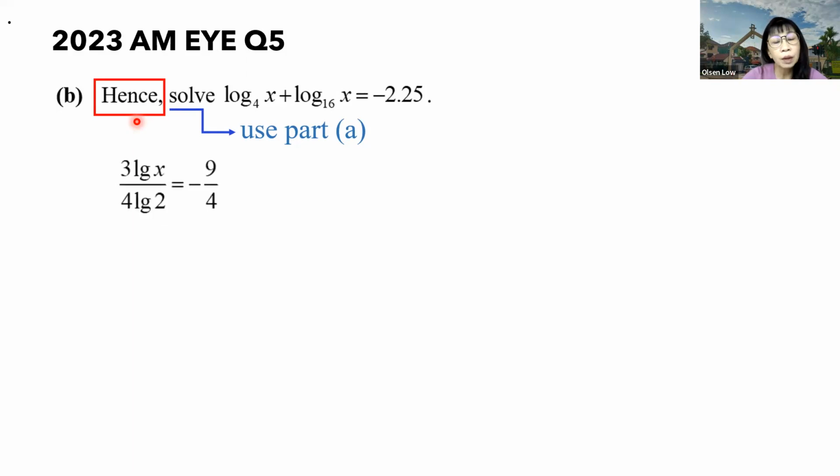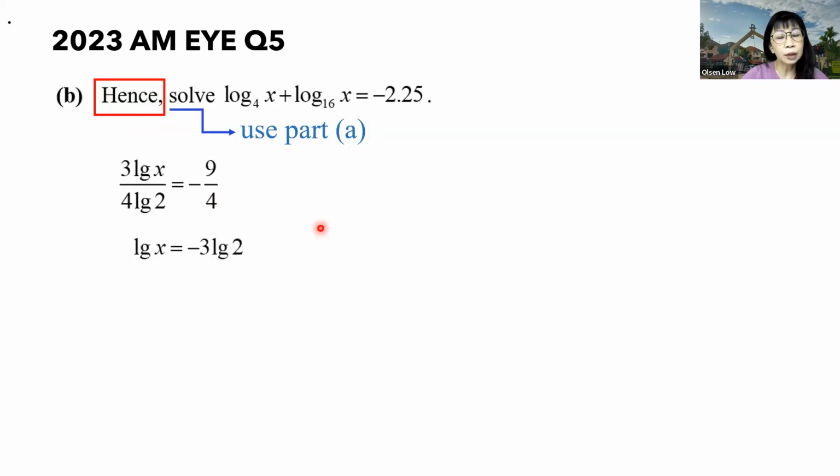So with that, I know the result of part A on the left-hand side. I know that it is equals to 3 log x over 4 log 2. So with this, I apply using part A. Now, another observation that you may make is that from negative 2.25, instead of writing in decimal, I actually change it to fraction. Now, why do I do that? You will see in the next step.